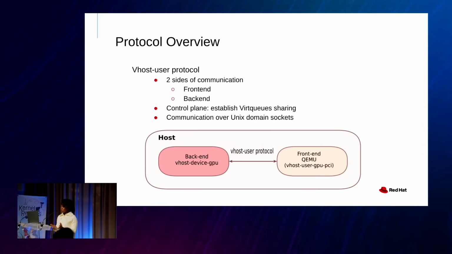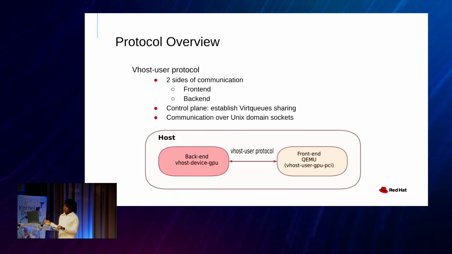The vhost-user protocol is designed to offload the virtual device processing from QEMU to another user space process that's running on the host. And this user space process is responsible for implementing the device functionality based on the specification. As you can see here, there are two sides for communication. We have the front end and the back end. The back end is the device itself, which in our case would be the vhost-device-gpu, and the front end is the virtual machine monitor, which in our case is QEMU.